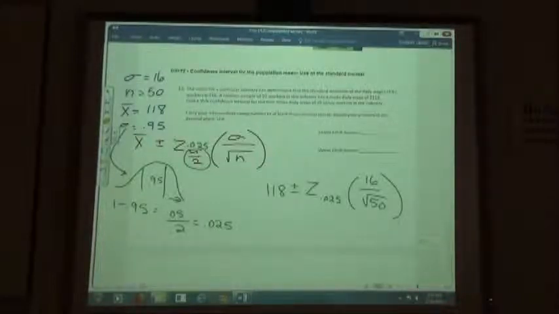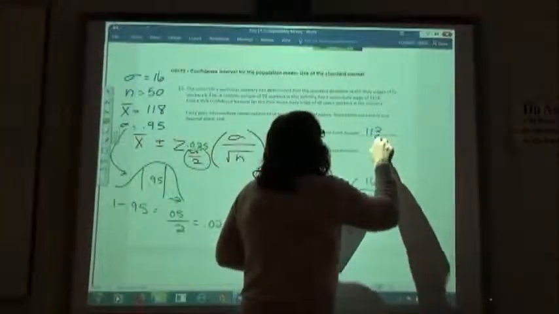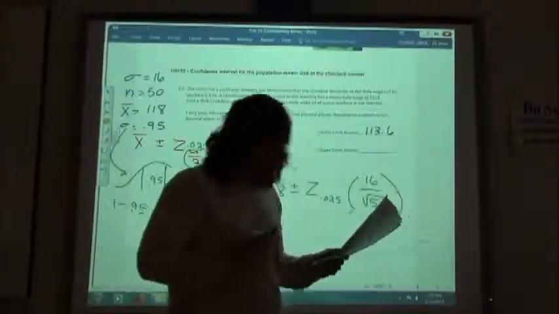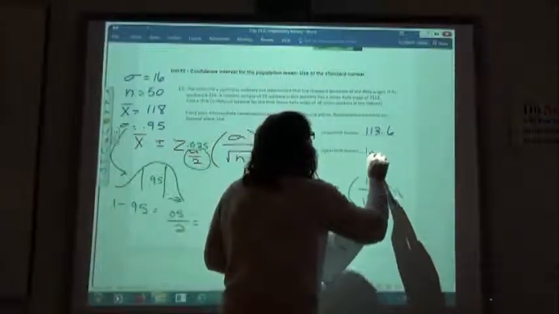Click behind that. Whoops, close your parenthesis. And hit equals. All right. You have to scroll back and forth to see your two answers because the first one says slide your bar over. So your first answer to 1 decimal place is 113.6, and the second answer is 122.4.